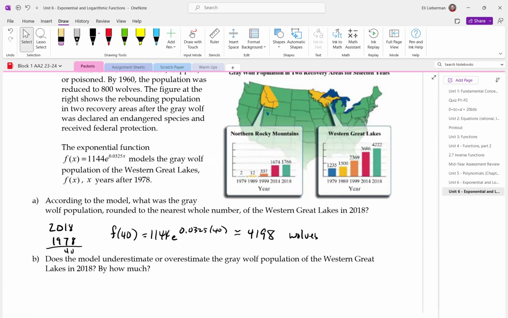Overestimate or underestimate? Well, the actual is 4222, so it's an underestimate. By, let's see, 4222 minus 4198, what's that, 24 wolves? That's not bad. Any questions?